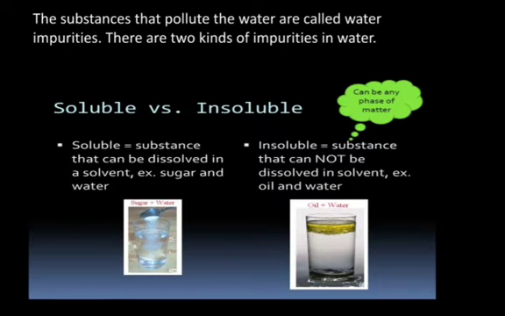Soluble: substances that can be dissolved in water, such as sugar in water and salt in water. Insoluble: substances that cannot be dissolved in water, for example, oil and water. Now, we'll discuss the methods of removing the insoluble impurities from water.